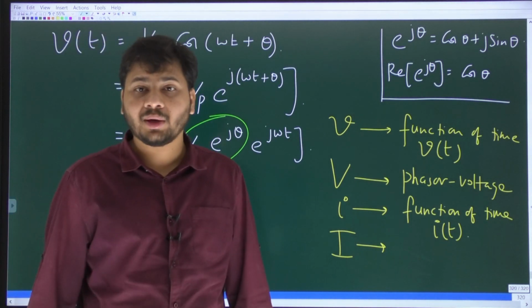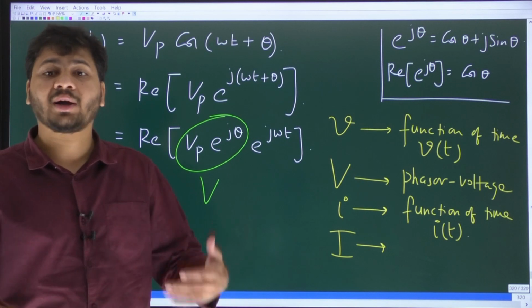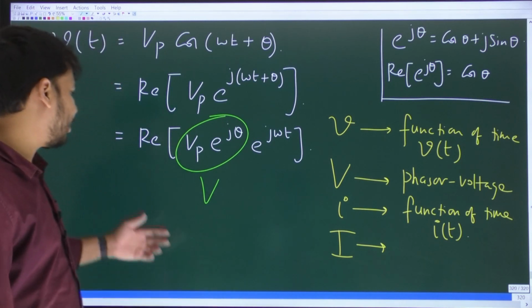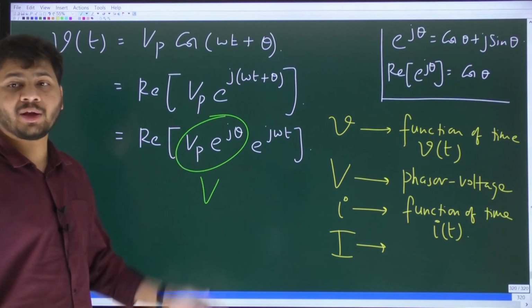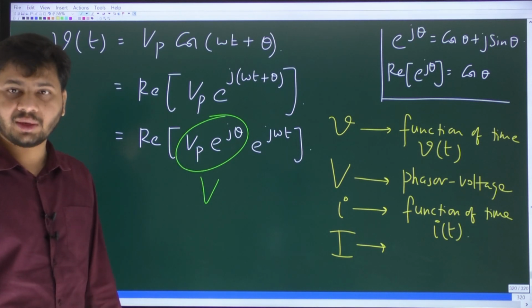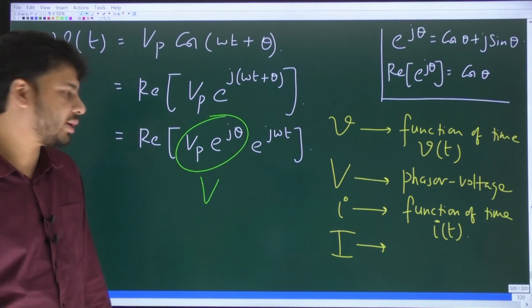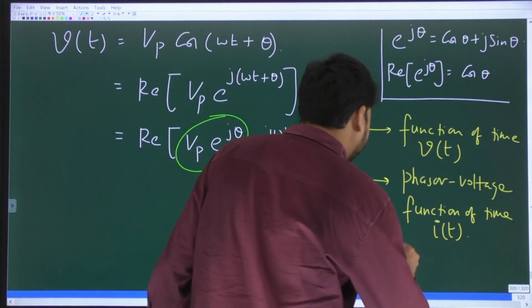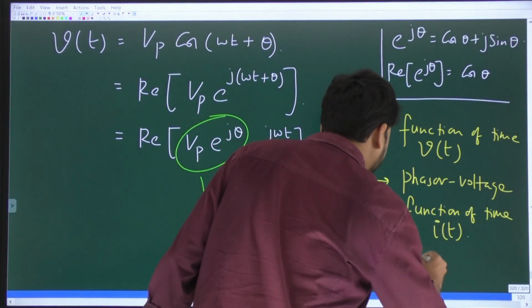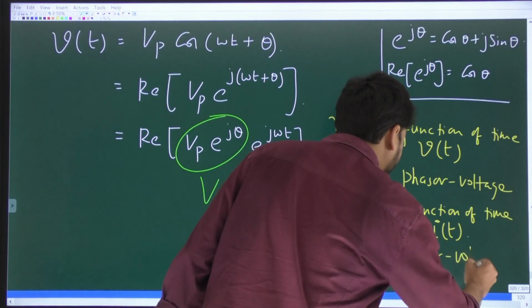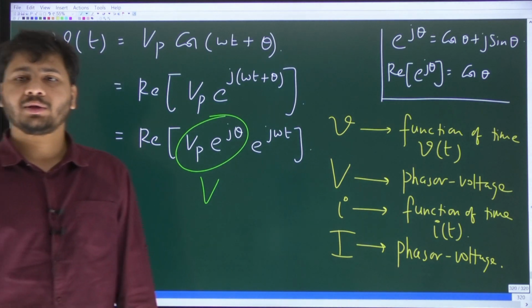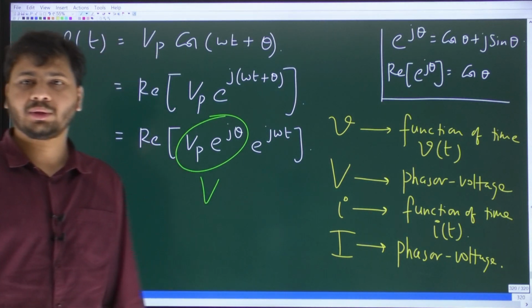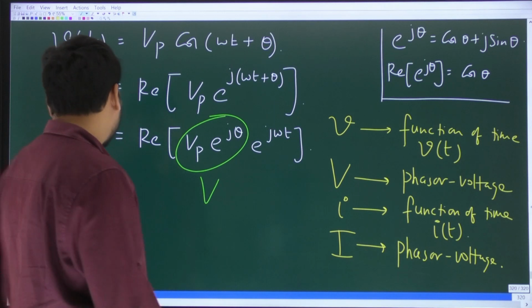And what kind of number is this phasor? It's a complex number. For example, as you can see here, the phasor voltage capital V is equal to Vp e power j theta. Capital I is a phasor current. You understood?